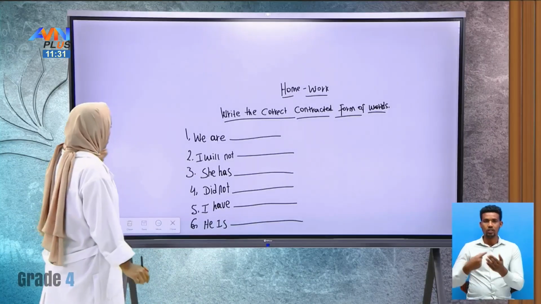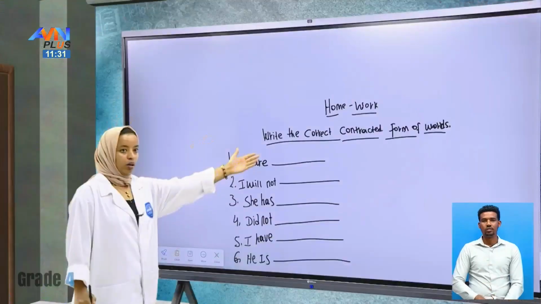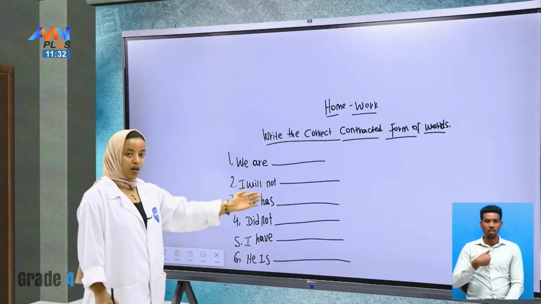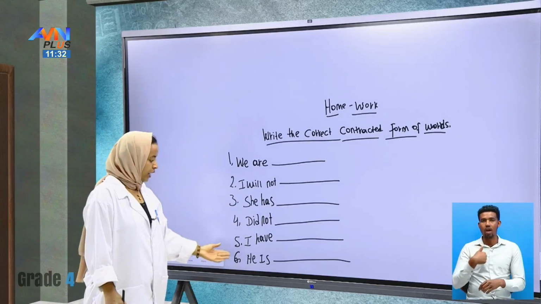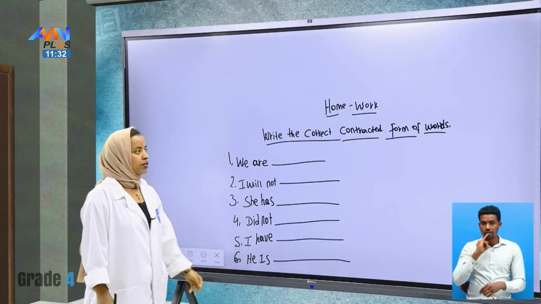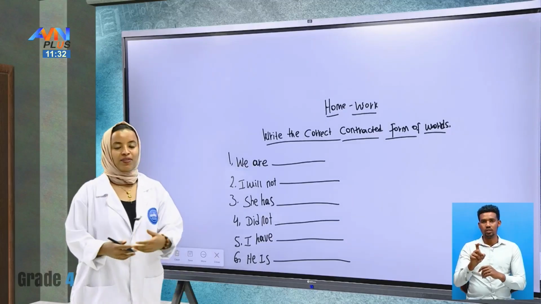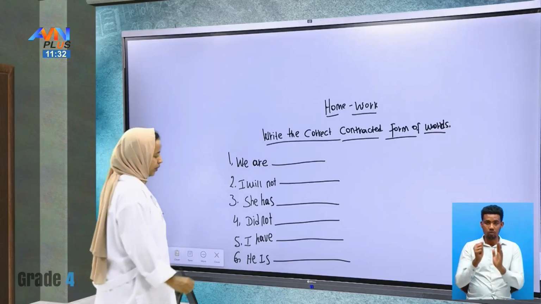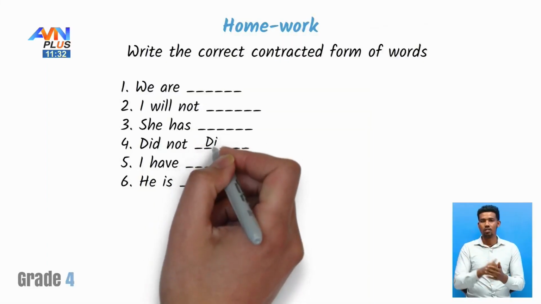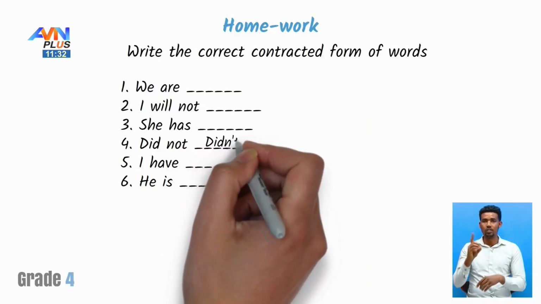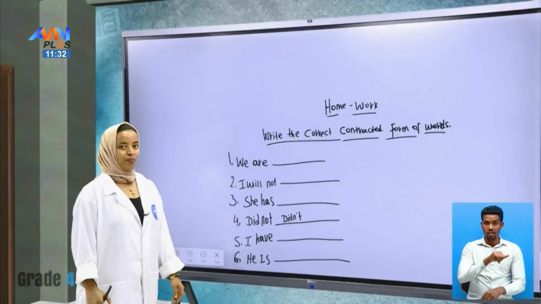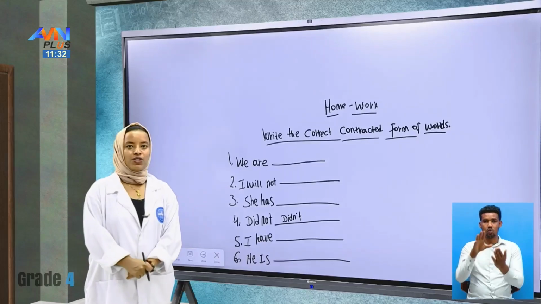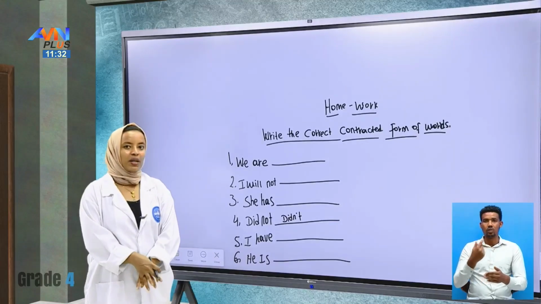Students, here are 6 questions. We are, I will not, she has, did not, I have, and he is. These are 6 questions. Let me give you one example: here is did not. Like this, make them and contract this question. Let me give you 1 minute to copy these questions, and we are about to close today's lesson.